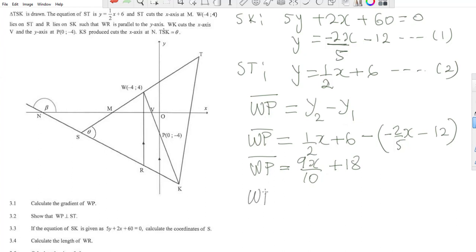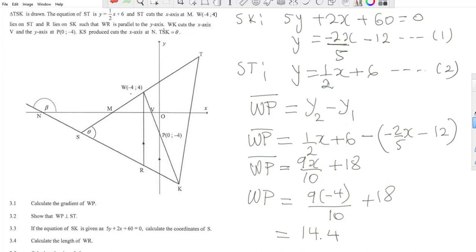So if you substitute the value of x, which is minus 4, remember the x value for y here, it's minus 4 over 10 plus 18, you will find here 14.4. That is the distance, okay?